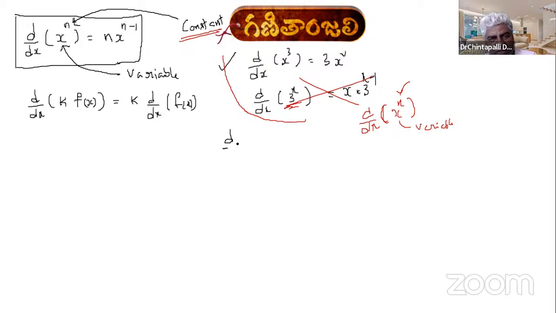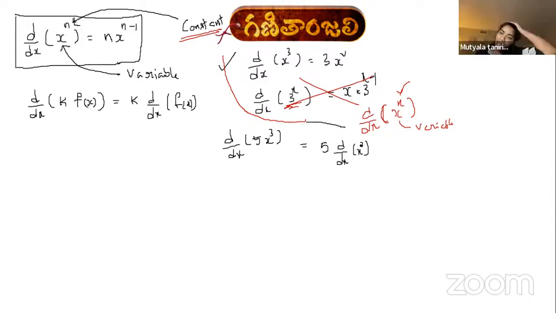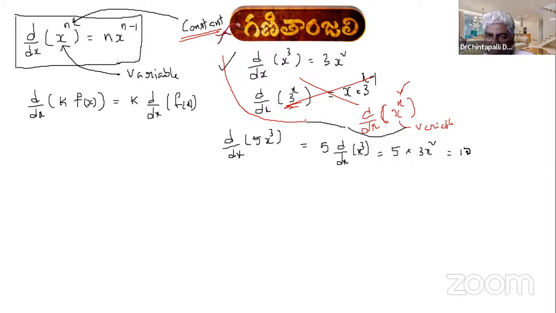Application of this formula is, if we want to find the derivative of 5x cube, how to find it? Here 5 is a constant. So just write 5 before it. 5 into d by dx of x cube. Then the process is the same as usual. 5 into 3x square. That means 5 3s are 15x square. So derivative of 5x cube is 15x square.